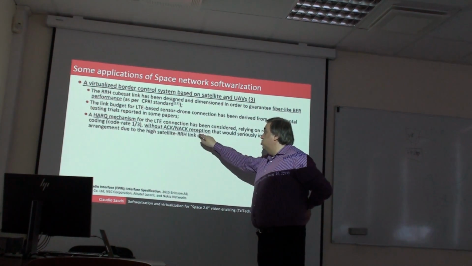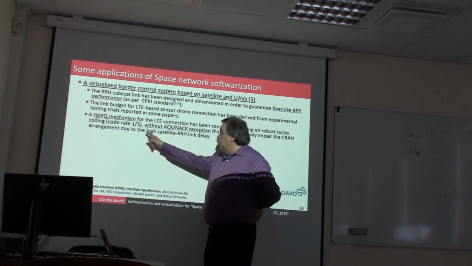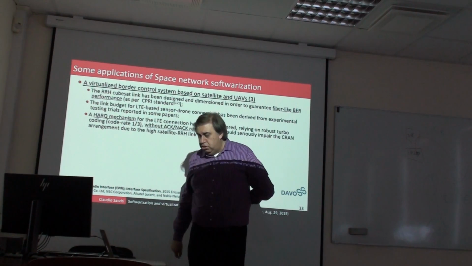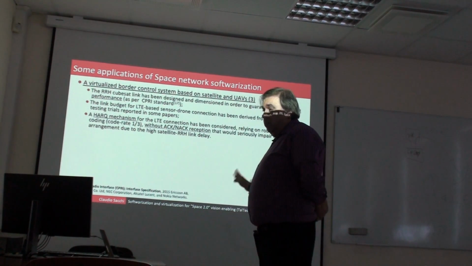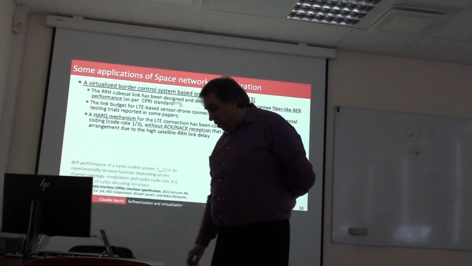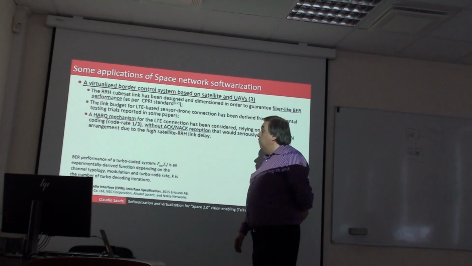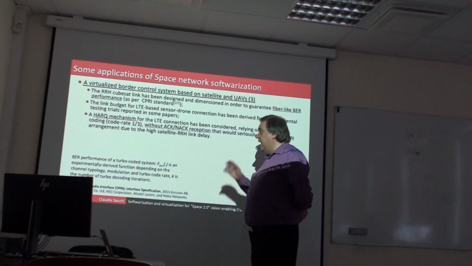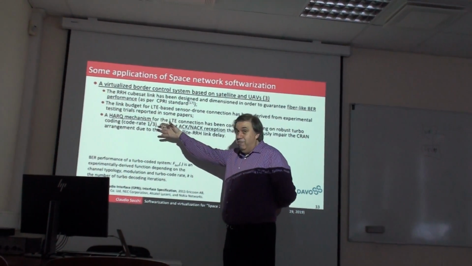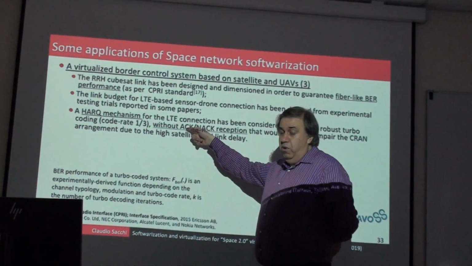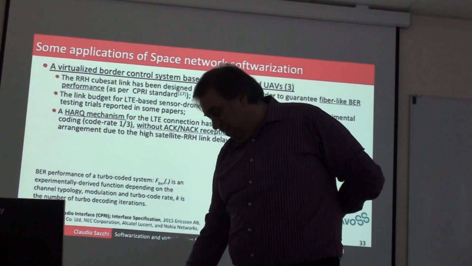So not using the ACK-NACK reception, but using a very robust turbo coding in order to correct all errors with a high probability. So the probability of having bad information is limited. For instance, using the turbo coding at rate 1/3. If we use this turbo coding, we limit the spectral efficiency and the throughput, but we don't need the ACK-NACK mechanism that limits the throughput itself.